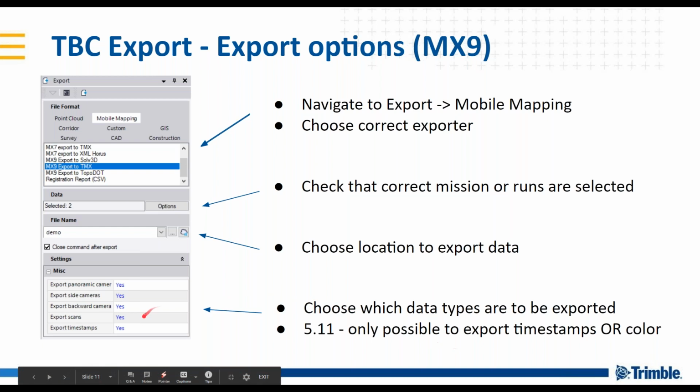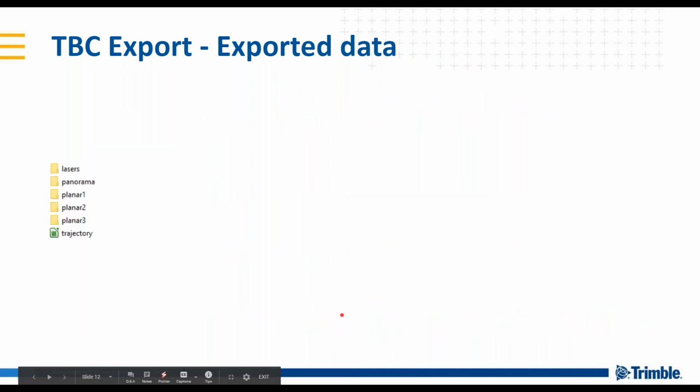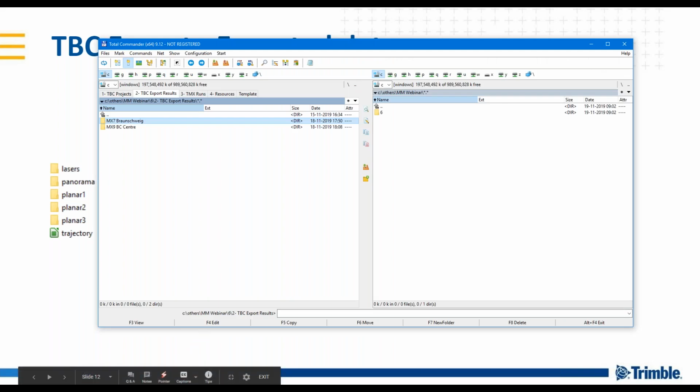A remark here regarding the point cloud is that you could export either RGB information or the timestamps, which is possible only in the current version of TBC. So let's see how we can do this in TBC.